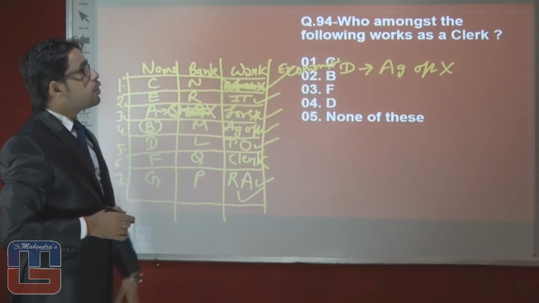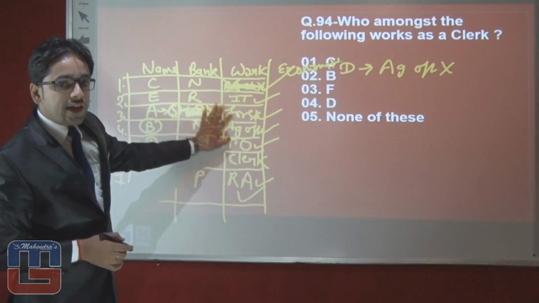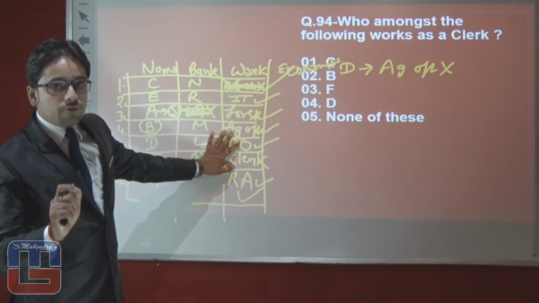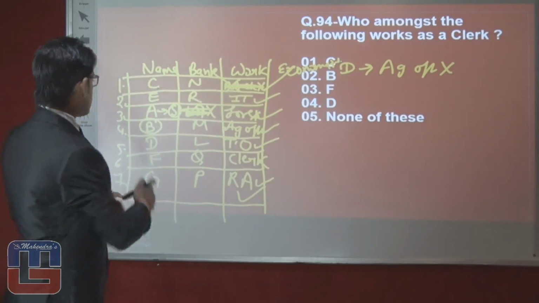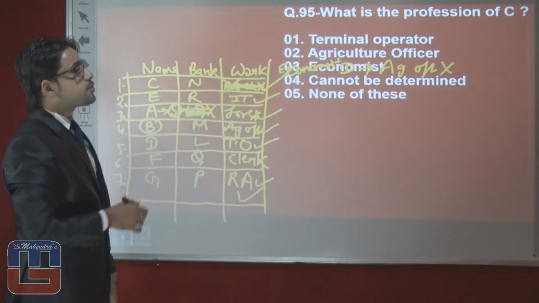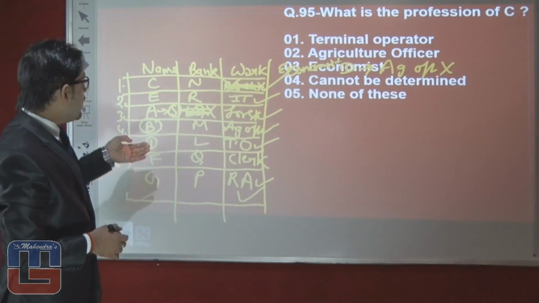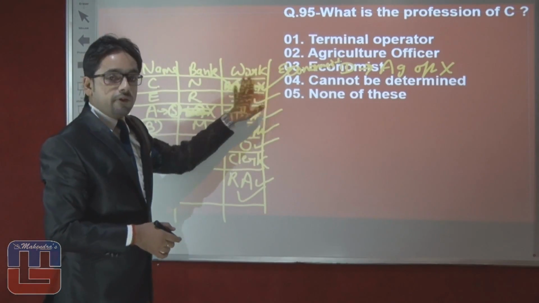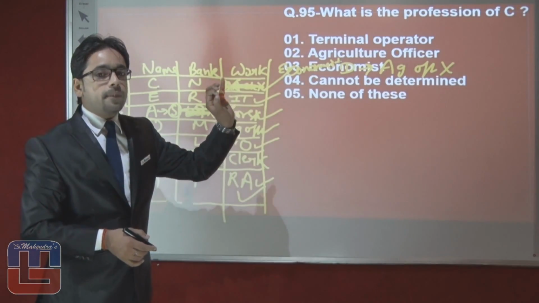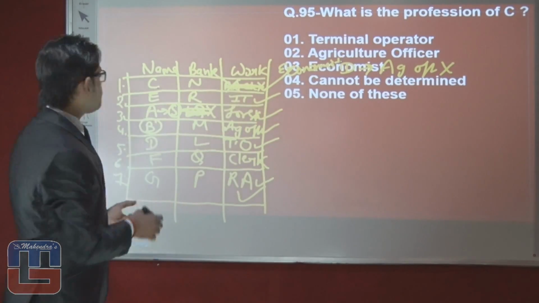The next question asks who among the following works as a clerk. With the help of the statements, it will not be difficult for you to answer this question. So you can easily mark who is a clerk out of these 7 members. The next question is about what the profession of C is. We already know all the members and their professions and workplaces. So it is not a difficult task for us to solve this question.